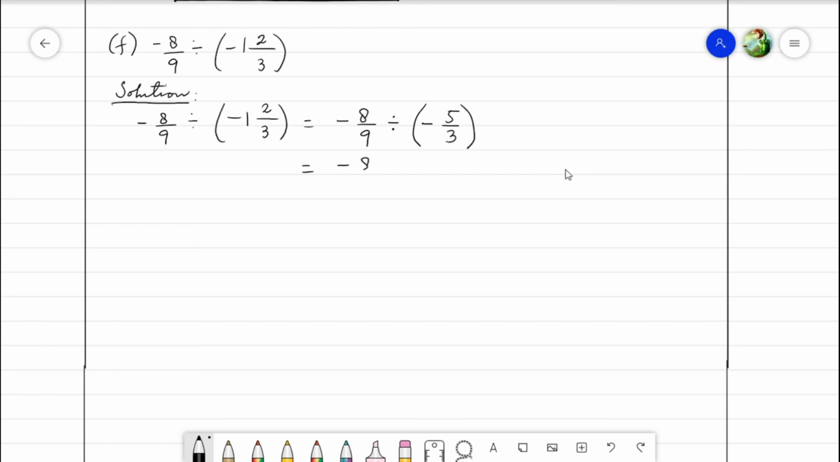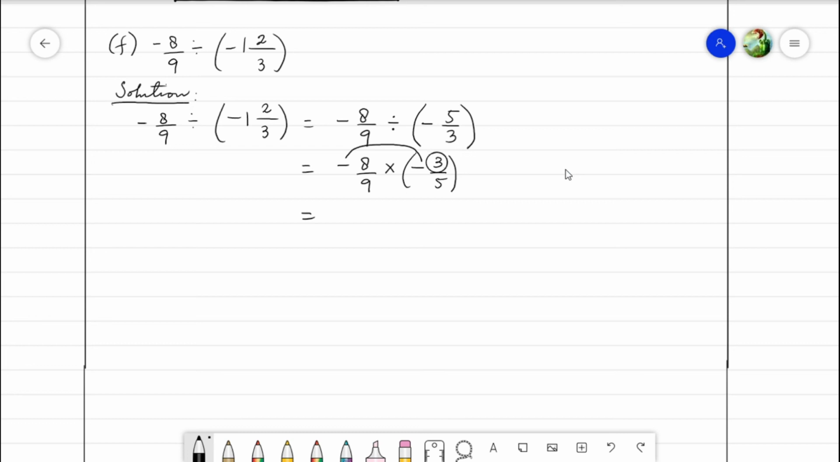So that would be negative 8 by 9. I will change this division sign to a multiplication sign, and the negative 5 by 3 would be flipped over like negative 3 by 5. The numerator would become the denominator and the denominator would become the numerator. So now this is negative 8 by 9 and this is negative 3 by 5. Minus minus plus. Plus would be invisible, and now I would check this 8 with 9. There is no common factor. 8 with 5, there is no common factor, so leave it as it is, 8.